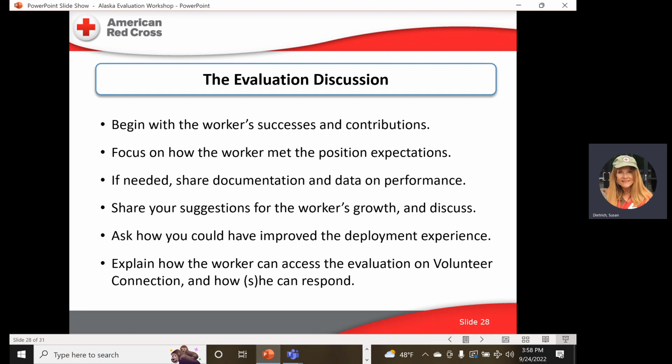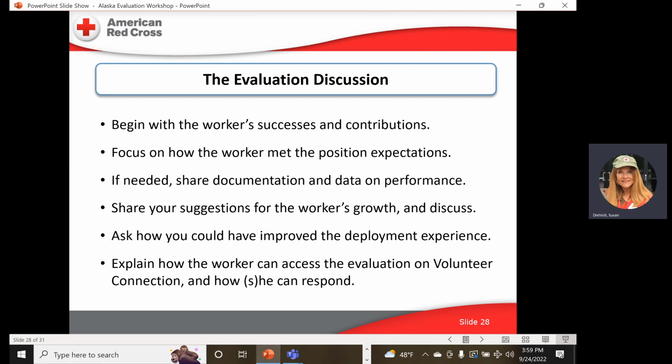So now we're going to evaluate them and talk about the evaluation. You've already submitted the evaluation. It's been approved by your manager. The manager made comments, and now you're ready. So you needed to do it in advance. So you begin with the worker success and contributions and focus on how they met the positive expectations that were set out in that first job induction.